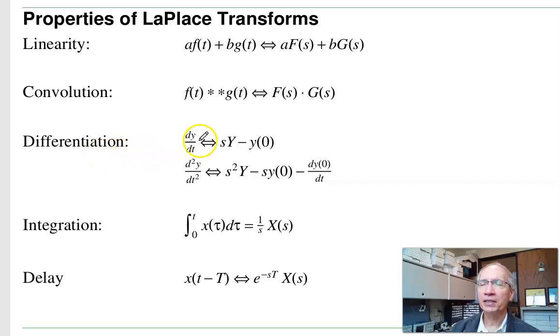Differentiate. If I take the derivative of y, I get sY minus y of 0. If the initial conditions are 0, you just get sY. The second derivative is s squared Y minus s times y of 0 minus the derivative of y at 0. Again, with 0 initial conditions, these disappear. I get second derivative is s squared Y. Integration is just 1 over s. And a delay is e to the minus sT times the Laplace transform of x.